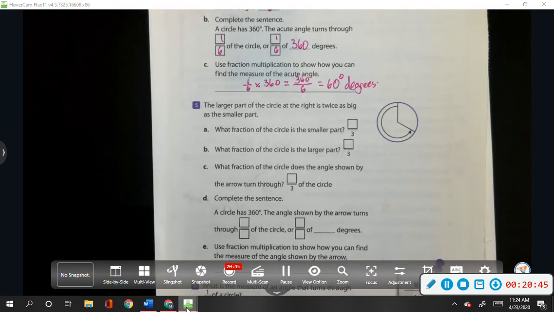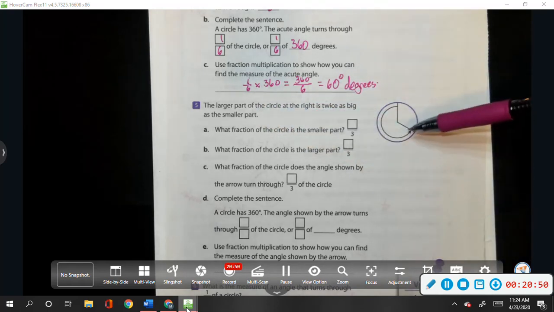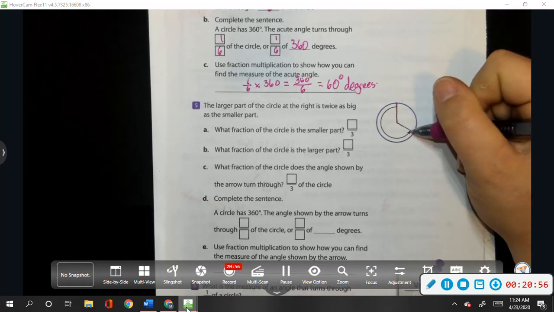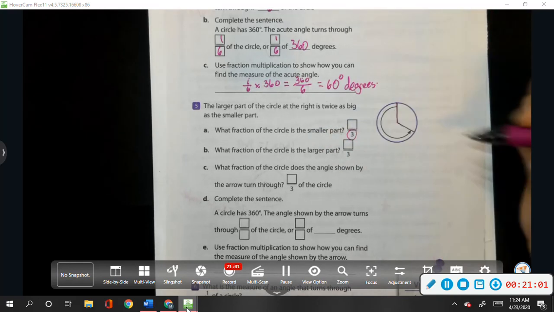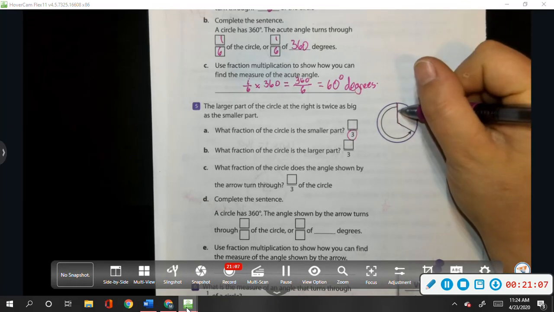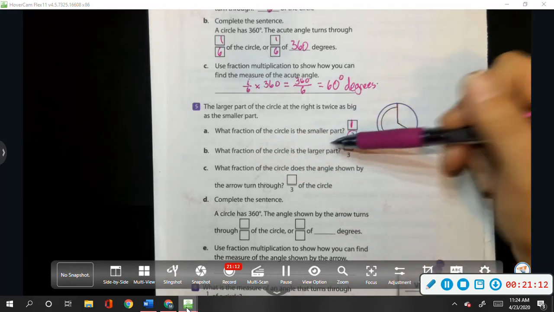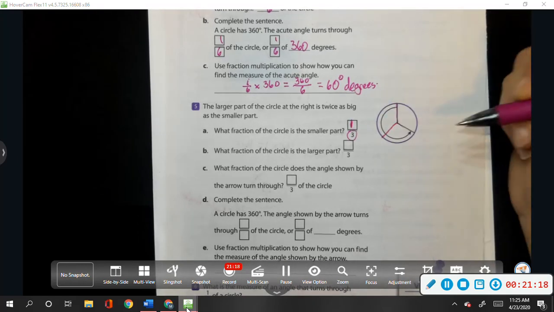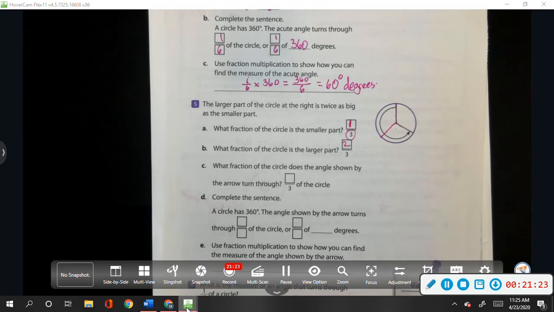Alright, number 5. The larger part of the circle at the right is twice as big as the smaller part. That was a very weird looking circle. What fraction of the circle is the smaller part? So it's already giving me a denominator of 3. Well, the smaller part of my circle is only one part of this. What fraction of the circle is the larger part? So I'm assuming that this is actually 3 parts. This is the smaller part. 2 out of 3 of those parts are in the larger section.